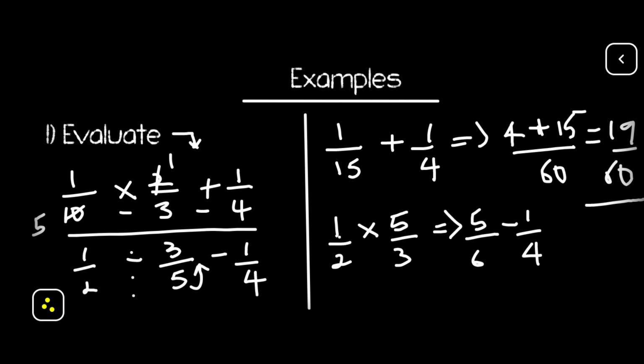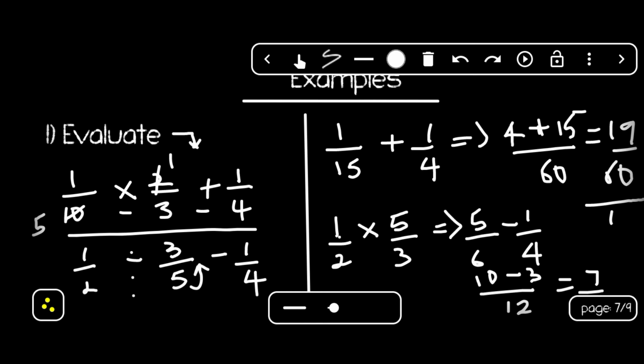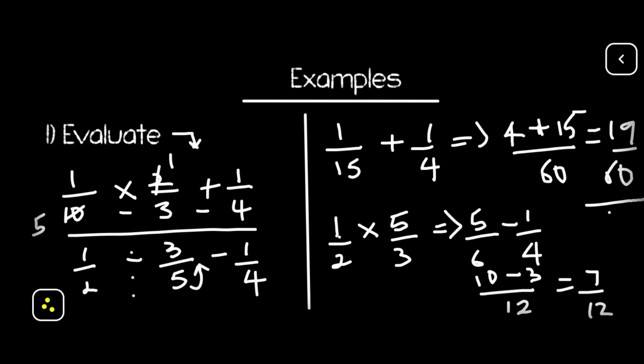Now we bring down this point here, minus 1 over 4. If you do that, you have 12. So now 12 into 6 is 2 times 5 is 10. 4 into 12 is 3 times 1, so minus 3. So we are having 7 over 12. So this here is going to be 7. So we have 19 over 60 over 7 over 12. Now let's move on to another page to solve that.